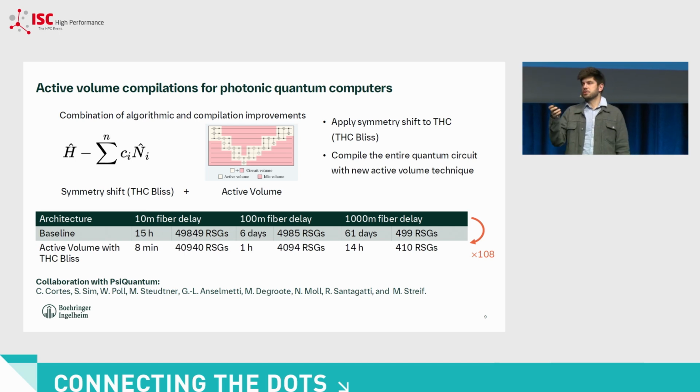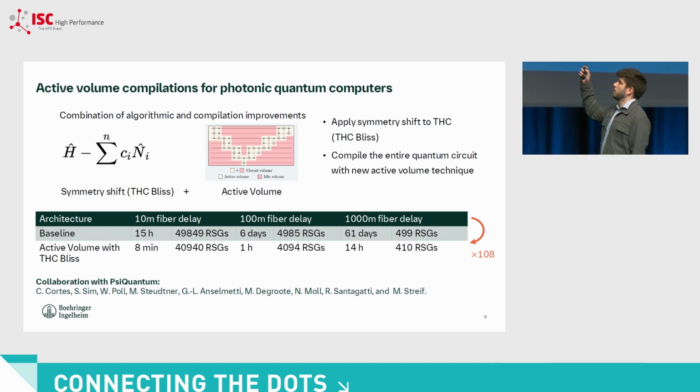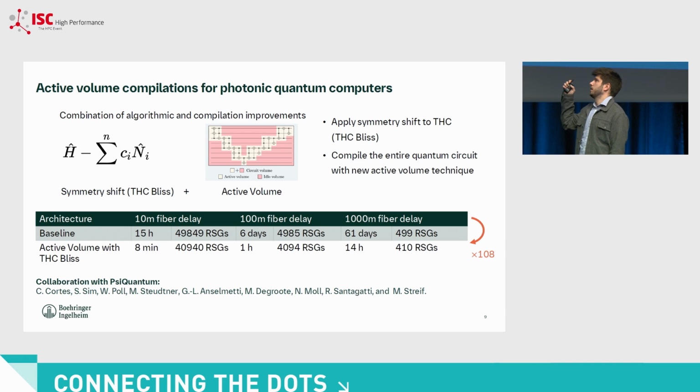And then on the other side, what you can also do is find smarter ways of compiling these algorithms, which is what is called active volume, a technique PsiQuantum developed. This is work with PsiQuantum. I think we've seen their name on the slide before as well. Because they have a photonic architecture, it's easy for them to make more connections between their individual elements. It's easier to route another fiber optic cable to another box than, for example, to make another connection on a chip.